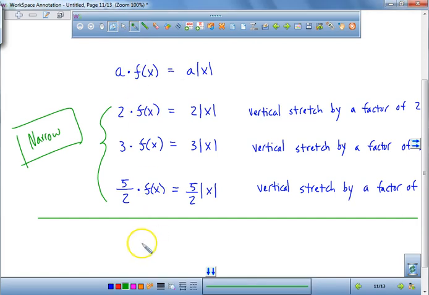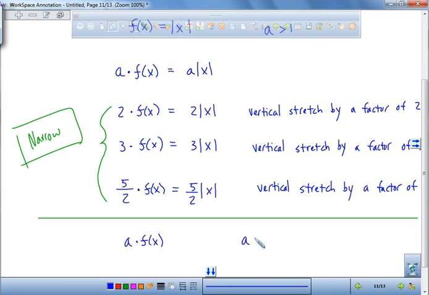Now, this one is still going to be, everybody, a times f of x. But this time, our a value is not going to be greater than 1. It's going to be less than 1. But I'm just letting you know, we've got to make it bigger than 0. So a is going to be what? Less than 1, but greater than 0.